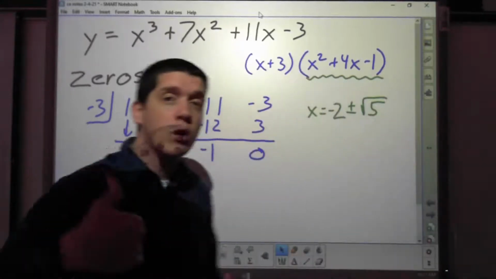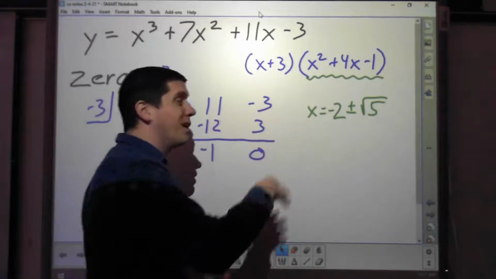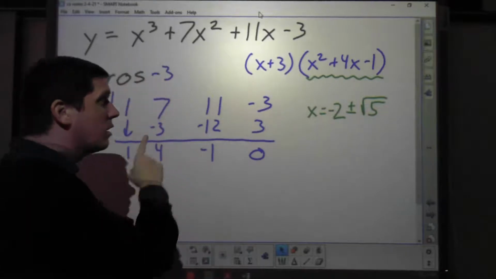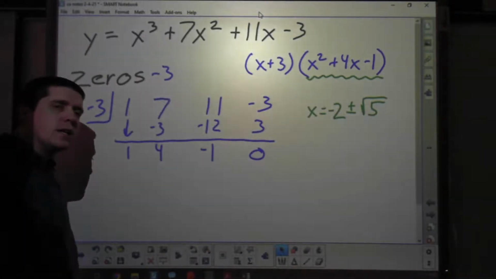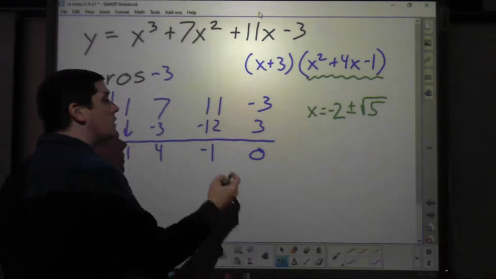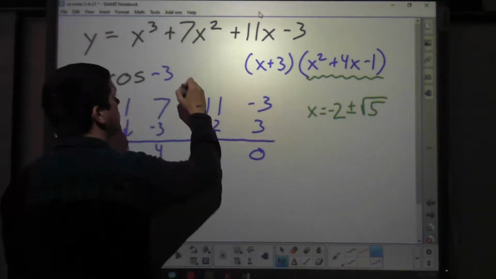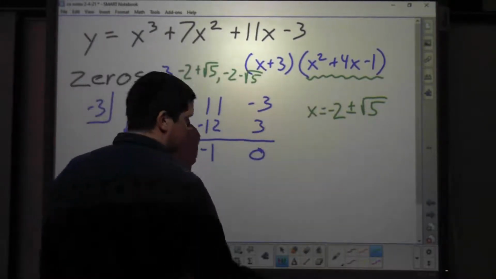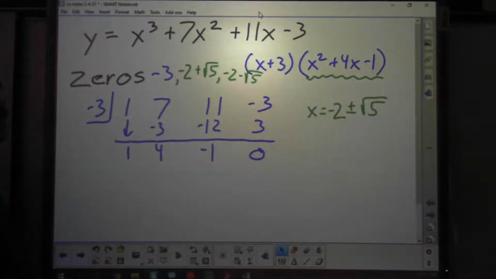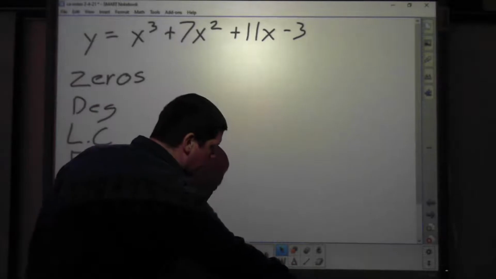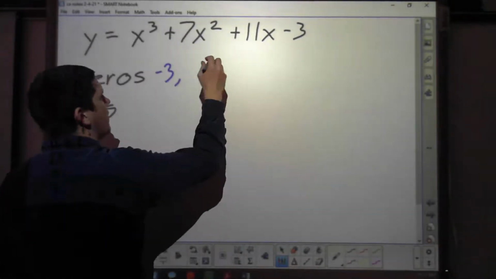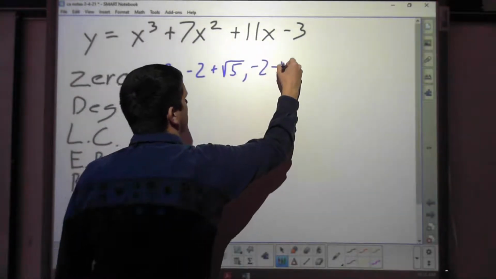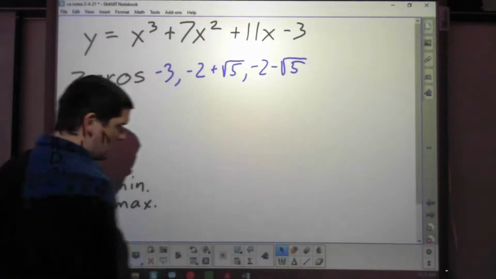Like I said, I'm doing a lot of work in my head. I'm not saying everyone should be able to do that without work. But because I'm kind of good at completing the square, like I told you guys to get better at completing the square, I can do that problem in my head in 5 seconds. So right here are my -2 plus the square root of 5, -2 minus the square root of 5. I have my zeros. Now again, I have another sheet. We'll write them all here: -3 and then -2 plus the square root of 5, -2 minus the square root of 5.